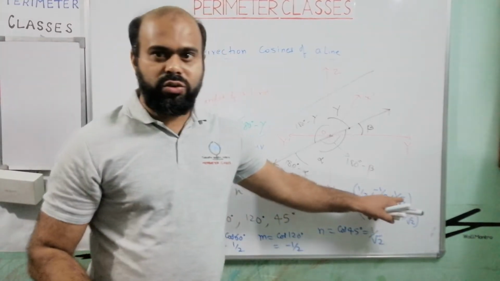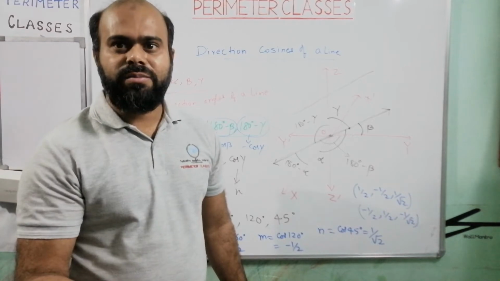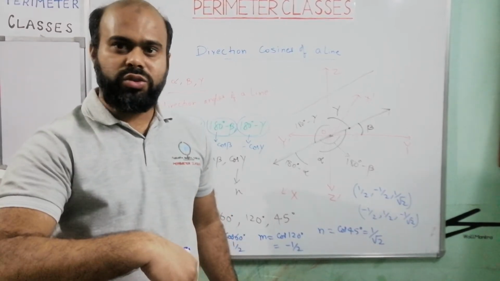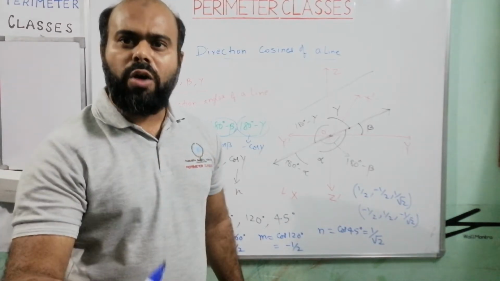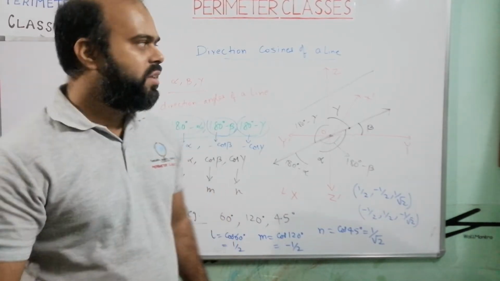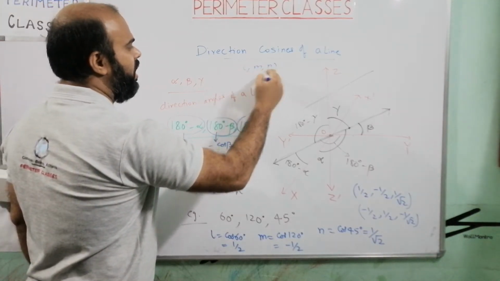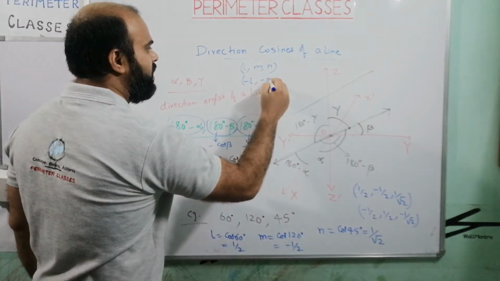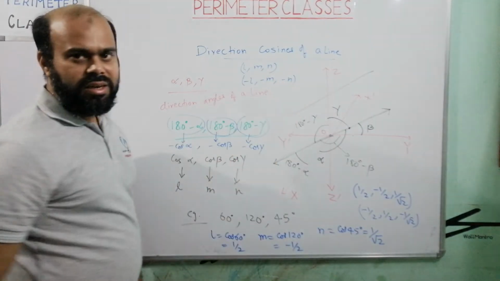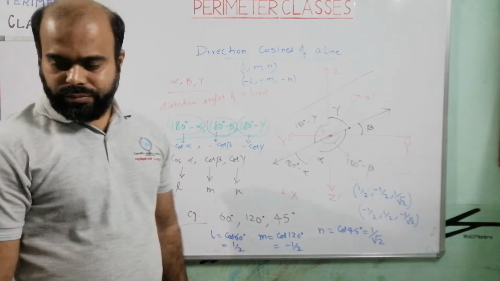One set of direction cosine, whether something will be positive or something will be negative, and the another set of direction cosine where all the values will be just of the opposite sign. So we have L, M, N, a set of direction cosine. Another will be minus L, minus M, minus N, another set of direction cosine of a line.